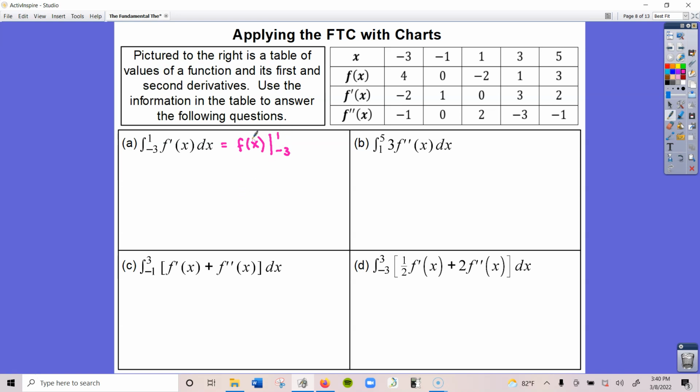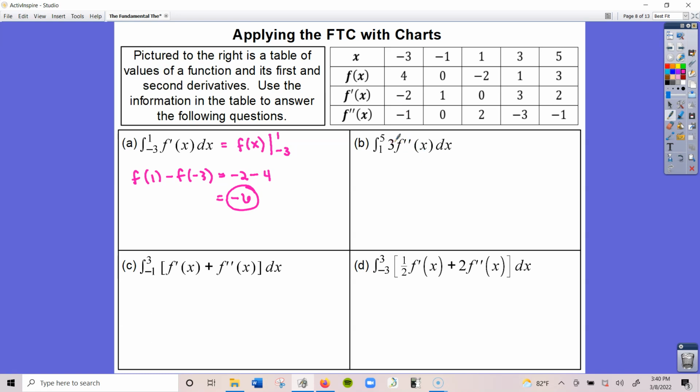So now we plug in the first value, so f of 1 minus f of -3. And here's where I look at my chart. F of 1 is -2. F of -3 is 4. And -2 minus 4 is -6.